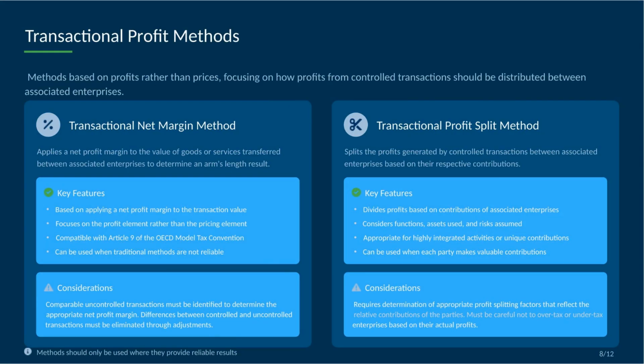Transactional profit methods focus on profit distribution in controlled transactions. The transactional net margin method applies a net profit margin to determine an arm's length result, suitable when traditional methods fail. The transactional profit split method divides profits based on contributions, ideal for integrated activities. Both methods require careful consideration of contributions and adjustments for reliable results.